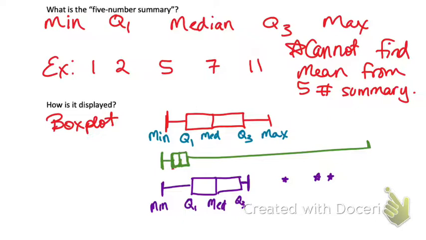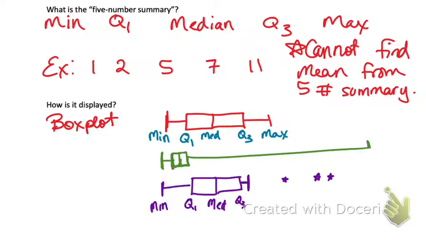Wait, what? What are these things? Outliers. These are actual legitimate outliers. They were found mathematically. They are outliers. They are a part of the data, but they are actual outliers. These are outliers right here.